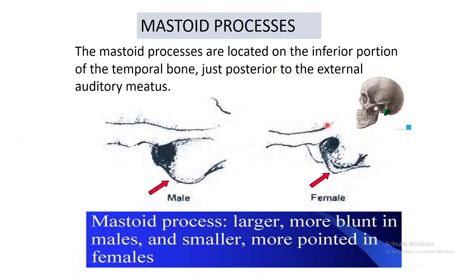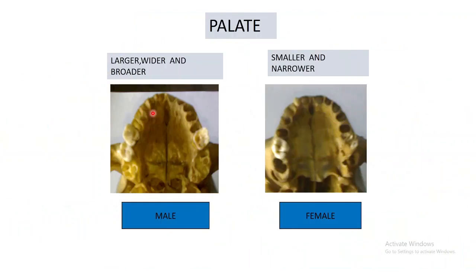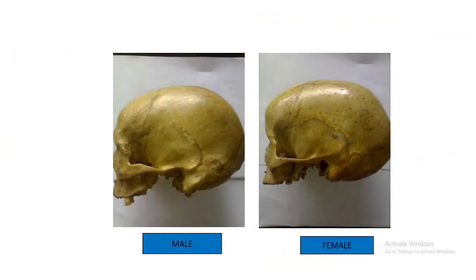Then the mastoid process. You can see this is the position of the mastoid process, which is located on the inferior portion of the temporal bone, just posterior to the external auditory meatus. This mastoid process is larger and more blunt in the case of male, while it is smaller and more pointed in the case of female. The palate is larger, wider and broader in the case of male, while it is smaller and narrower in the case of female.